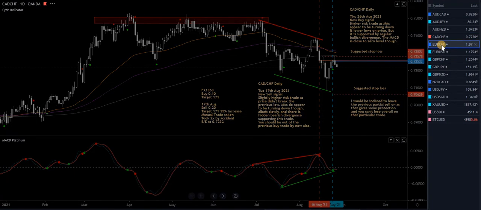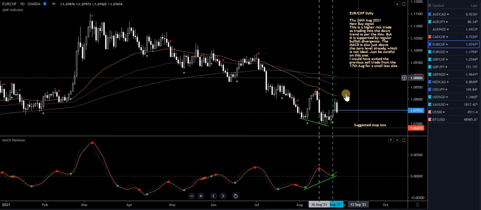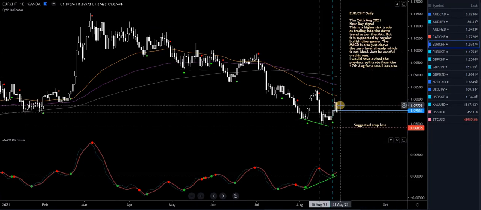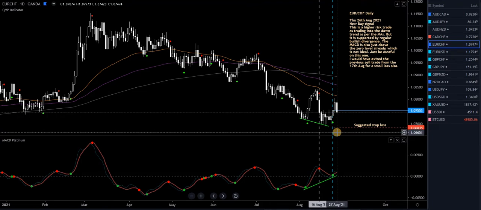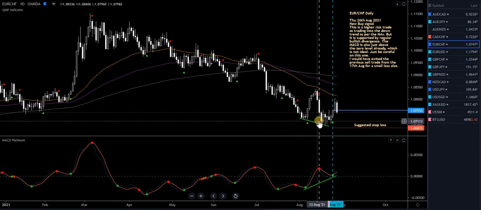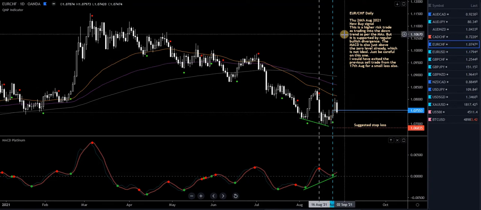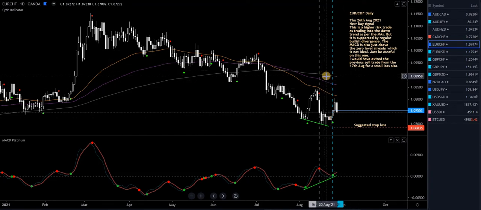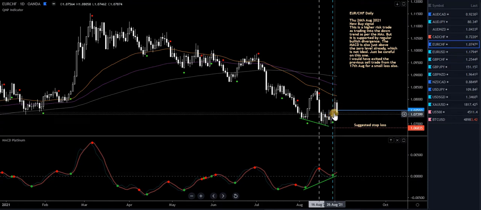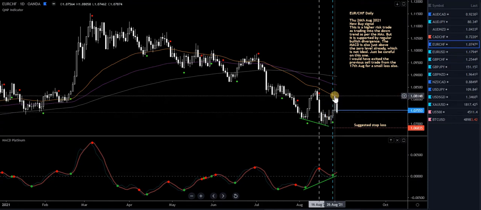All right, Euro Swiss. I was doing all right on this on the lower time frames. It popped up nicely, but now on Friday we had this big bearish candle. All right, we're in a buy here. Again, high risk trade going into a downtrend. Went up nicely initially, which was great.